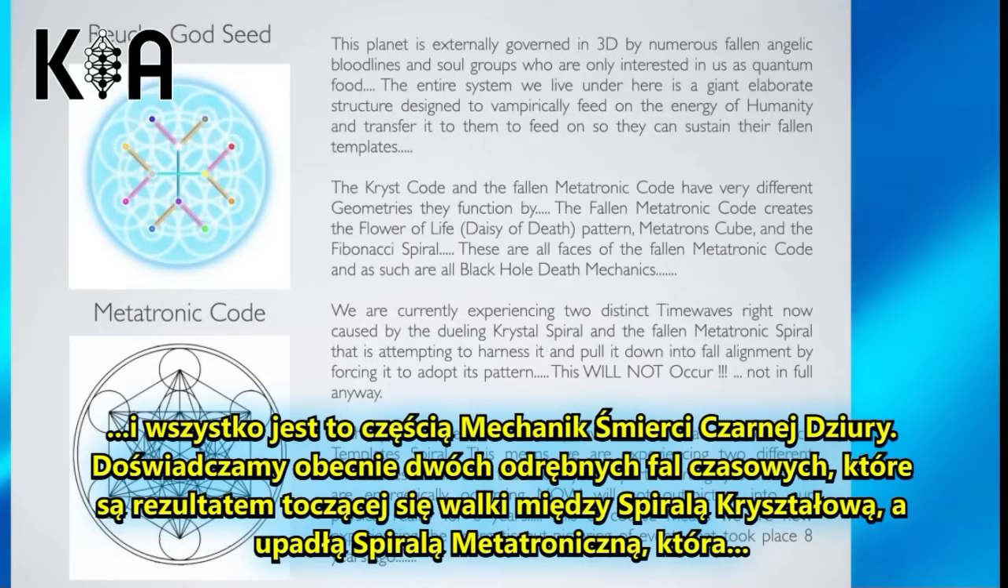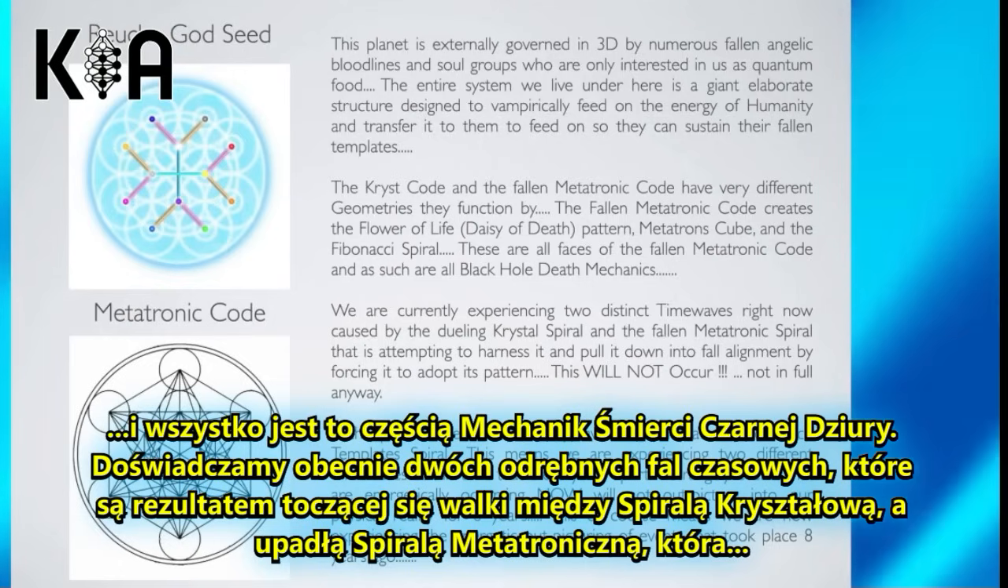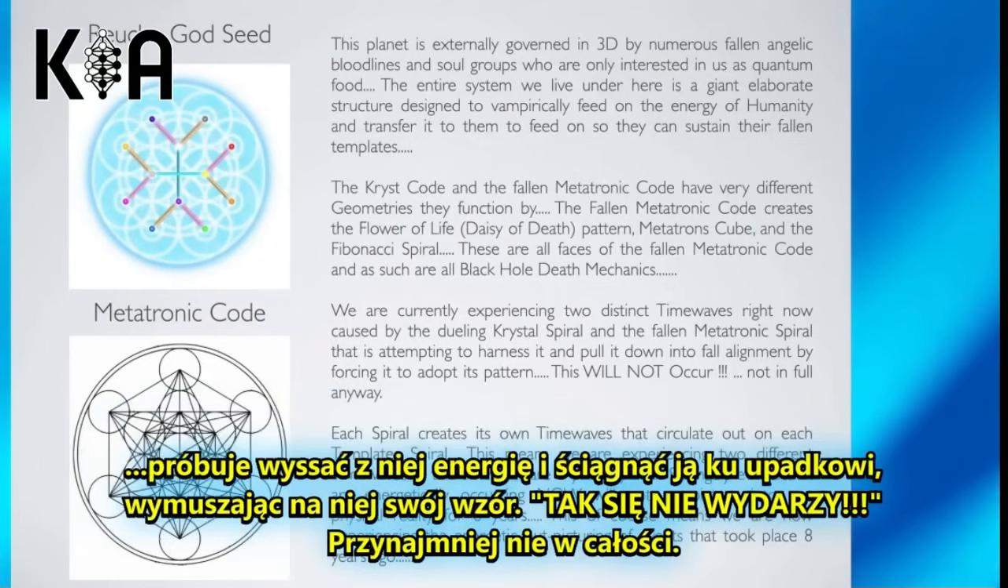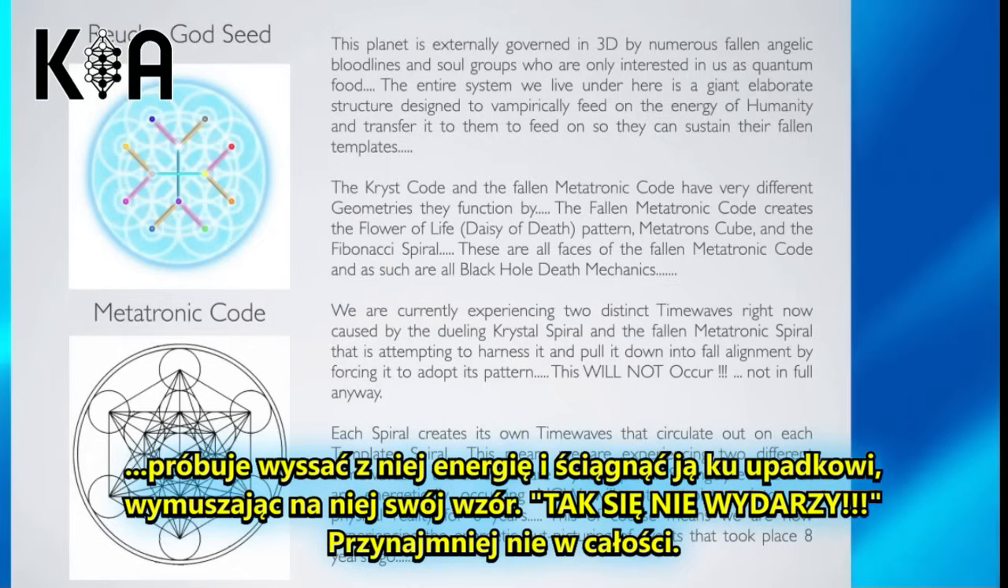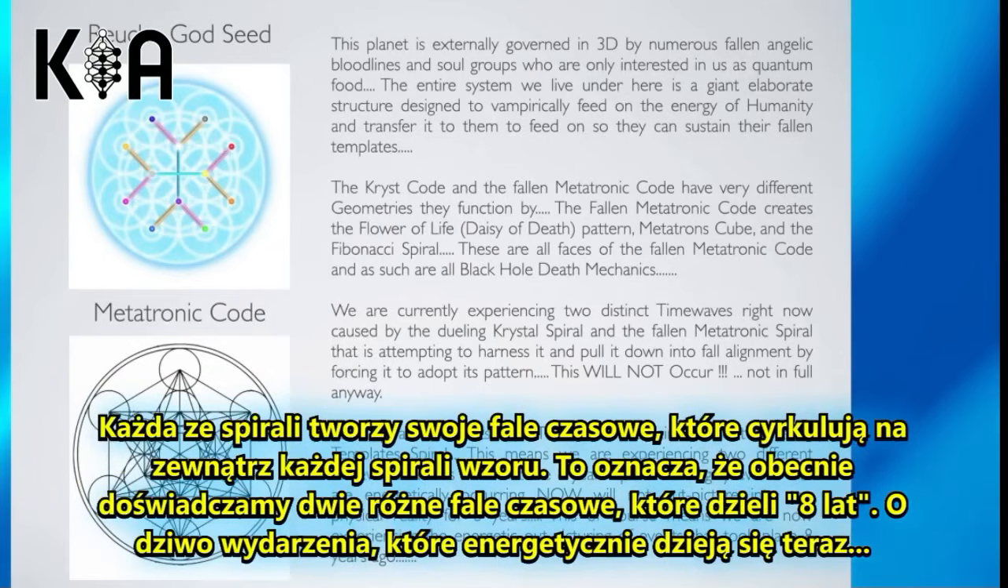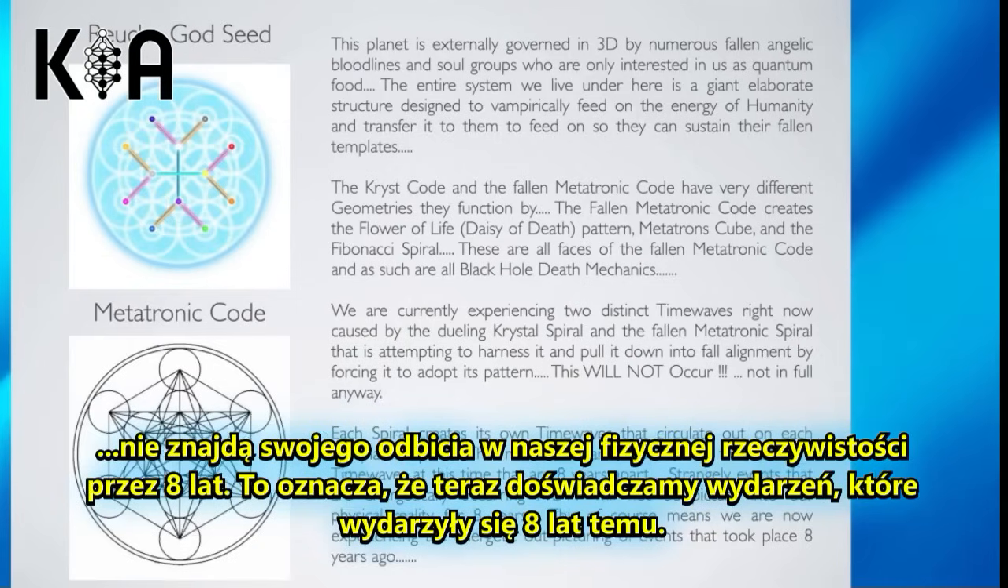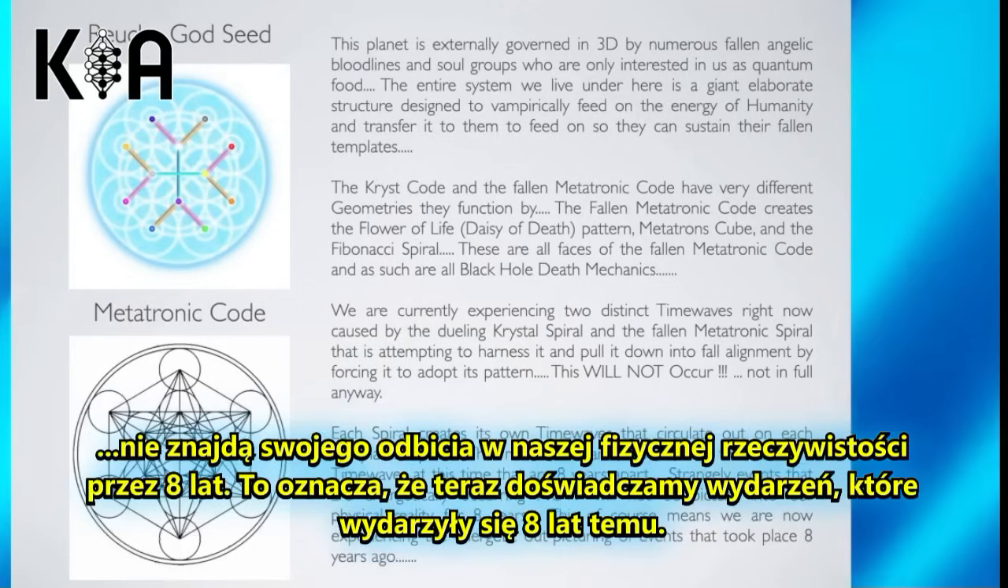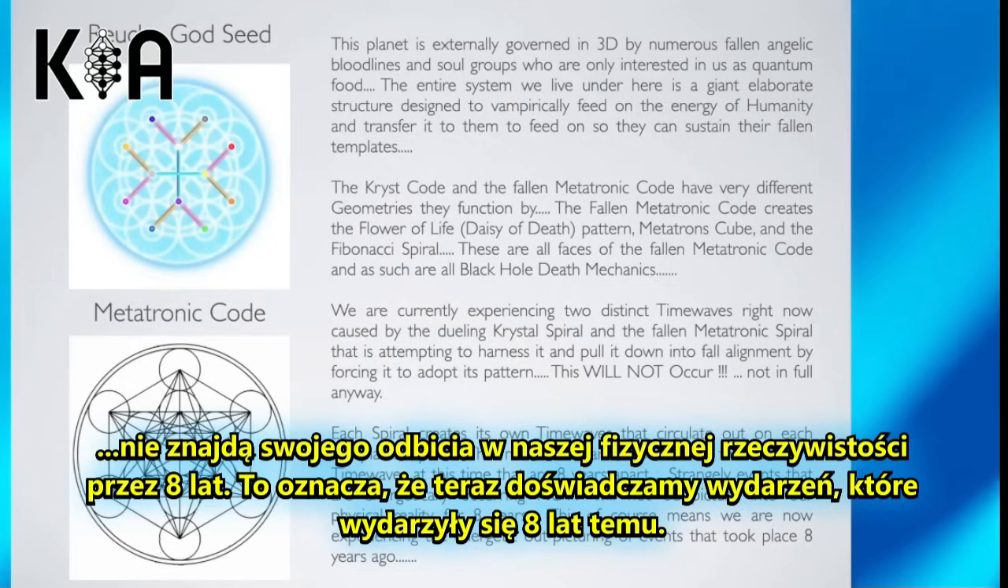We are currently experiencing two distinct time waves right now caused by the dueling crystal spiral and fallen Metatronic spiral that is attempting to harness it and pull it down into full alignment by forcing it to adopt its pattern. This will not occur, well, not in full anyway. Each spiral creates its own time waves that circulate out on each template's spiral. This means we are experiencing two different time waves at this time that are 8 years apart. Strangely, events that are energetically occurring now will not outpicture into our physical reality for 8 years. This, of course, means we are now experiencing the energetic outpicturing of events that took place 8 years ago.